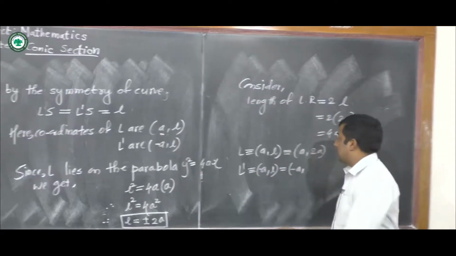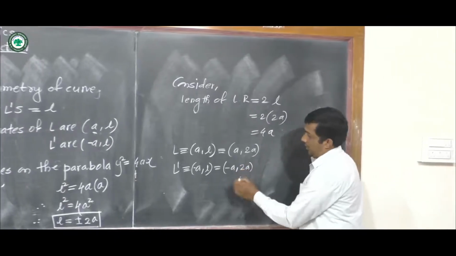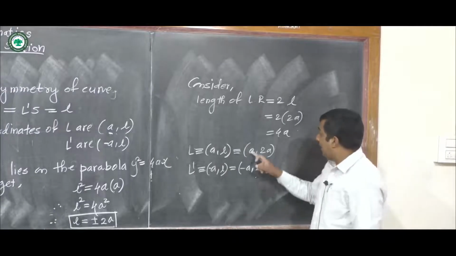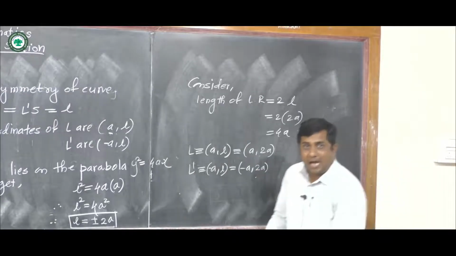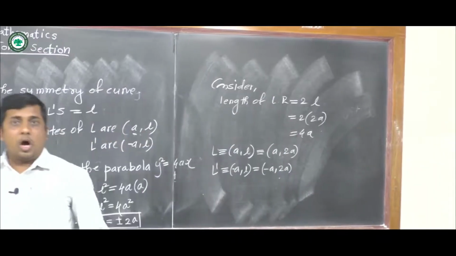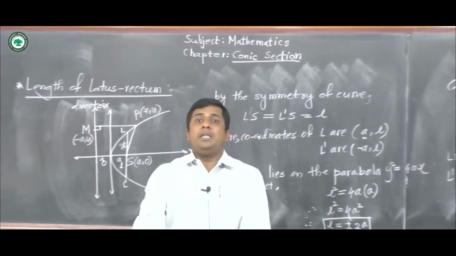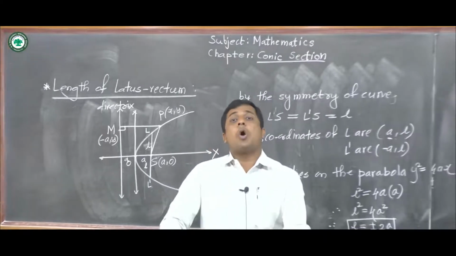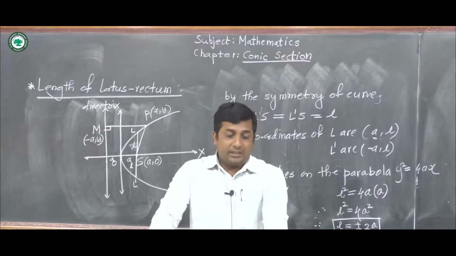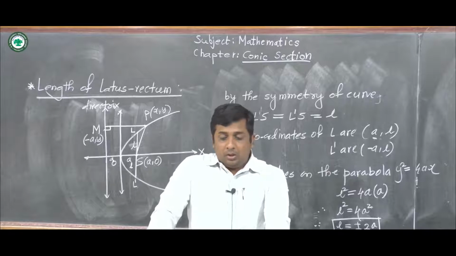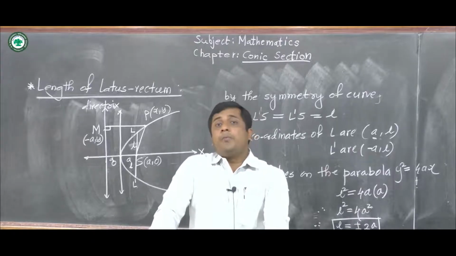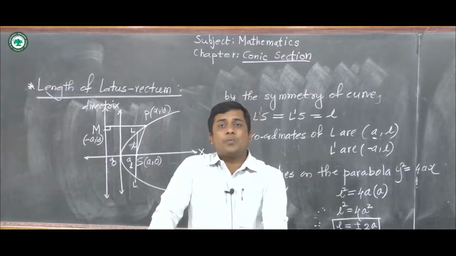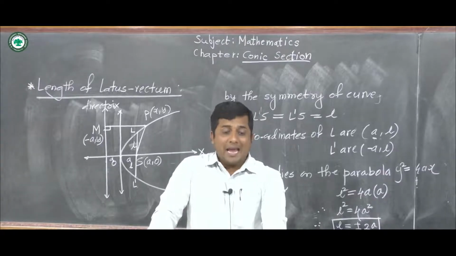Then L is 2A. Here L and L dash are the end points and their coordinates are like this. So up to this point, we define the focal distance. Then we define the length of the latus rectum. Here we define the standard equation of the parabola, which is y square is equal to 4ax.